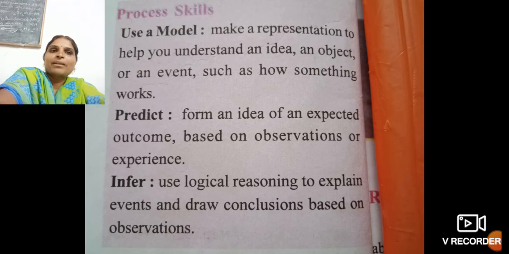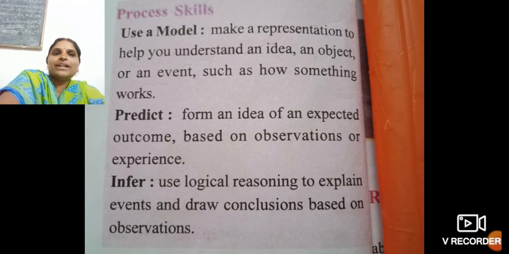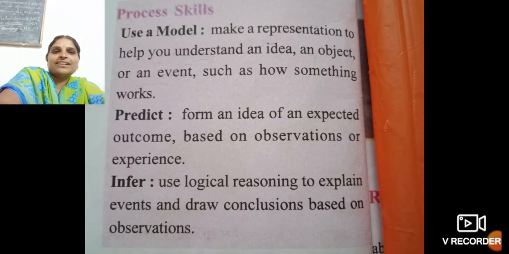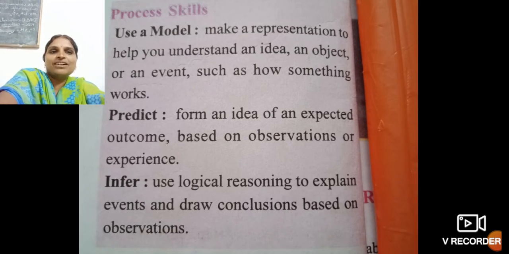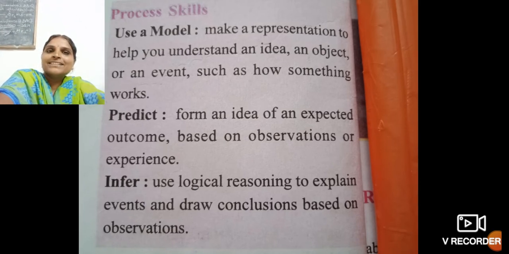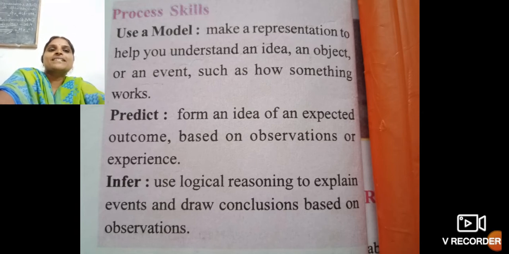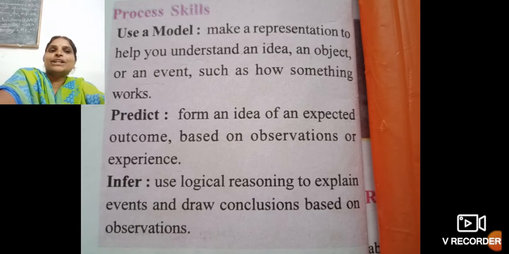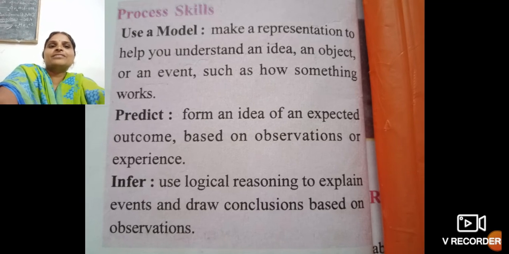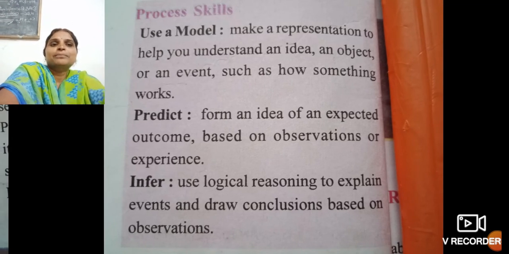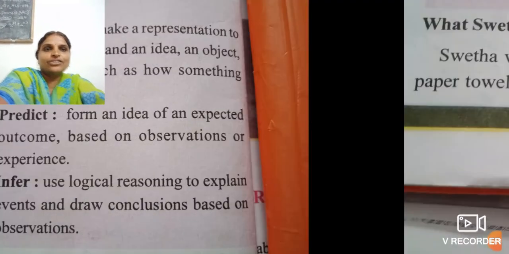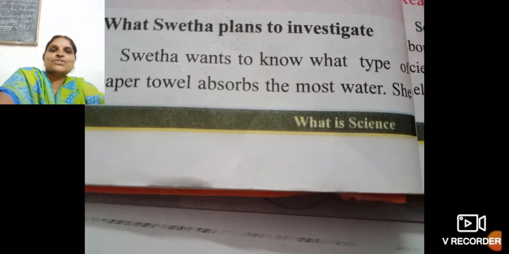Use a model: make a representation to help you understand an idea, an object, or an event, such as how something works. The second process of Aravind is predict. What is predict? Form an idea of an expected outcome based on observation or experience. This is the predict of Aravind. Next, infer: use logical reasoning to explain events and draw conclusions based on observations. Next, one more student.